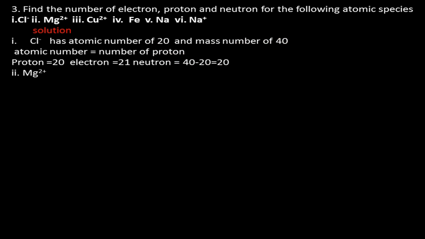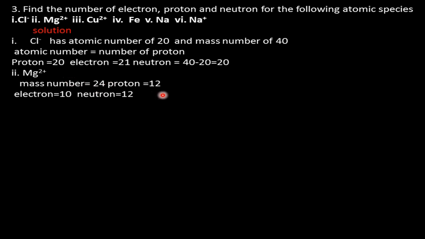II, magnesium ion. Mass number equal to 24. Proton number is equal to 12. Can get this from the periodic table. The mass number for magnesium is 24, while the atomic number is 12, and the atomic number is equal to proton number. So this magnesium is losing 2 electrons. That is why it's 2 plus. So out of the 12 neutral electron, 2 is going out. So it will have 10 remaining. While the neutron is the mass number minus proton number. So this is 24 minus 12, which gives us 12 neutron.